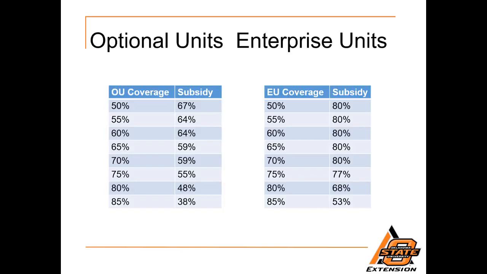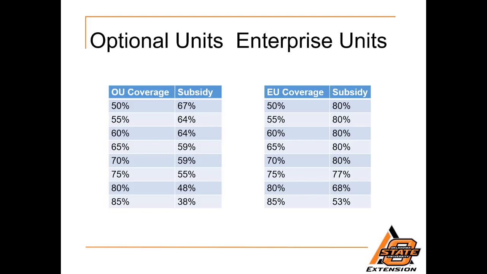So optional units are coverage on individual farms. If you have a quarter section of land and you want to guarantee the yield on that land at 70%, no matter what happens to that quarter, the yield is protected at 70% coverage level. In contrast to that, we have enterprise units.